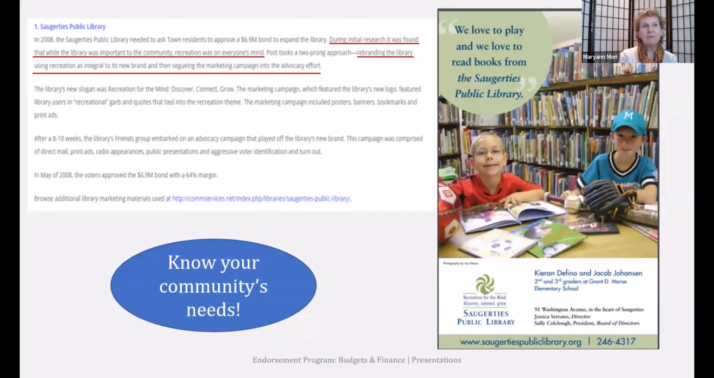Here's a successful funding campaign done by a smaller library in New York State. This example proves the need for you to know your community's needs. From the insert, you see that during the initial research about the library's funding, it was found that while the library was important to the community, recreation was on everyone's mind. So the library was rebranded using recreation as integral to its new brand, and then segueing the marketing campaign into its advocacy effort. You can see on this slide a sample of the library's marketing poster that used real local residents and tied the library's offerings with recreational aspects.